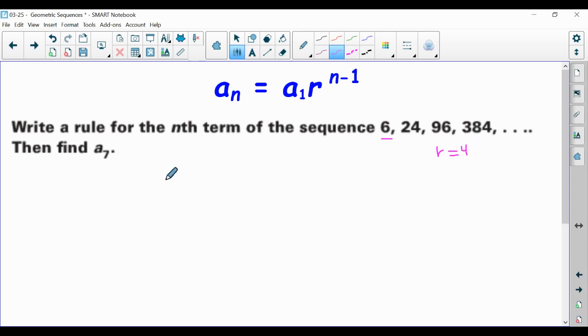Remember, this is the explicit form that allows us to get to any term we need in the sequence. After we write it, we're going to find the 7th term in this sequence. So a sub n is going to equal a sub 1, which is 6, times, let me use parentheses, r, which is 4, to the n minus 1. That's it.